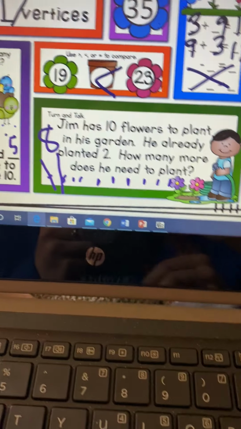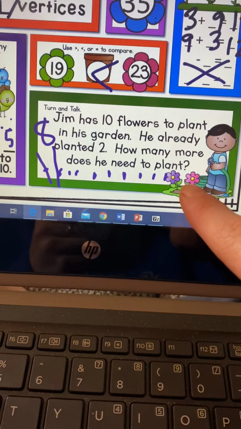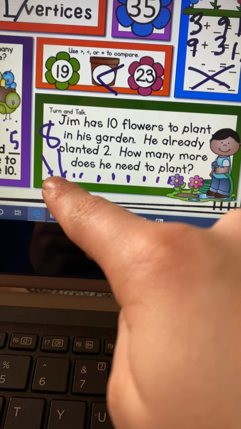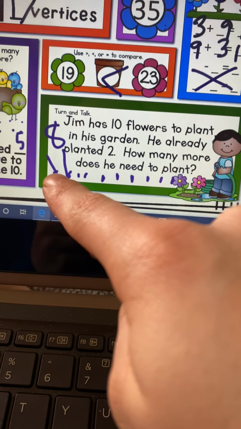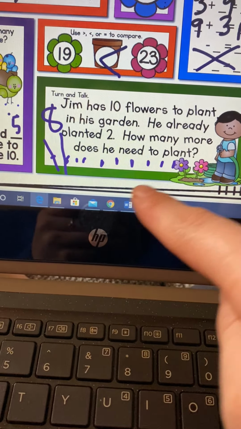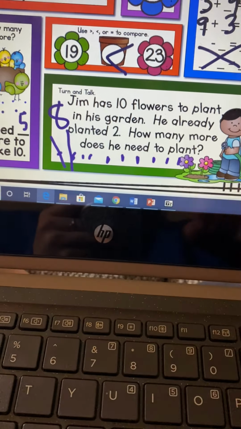So I'm going to read that question again. Jim has 10 flowers. So those were our 10 dots. He already planted 2, so I crossed off 2 of them. How many more does he need to plant? So I had to count the rest of my dots that I had left, and that was where we got that number 8 from.